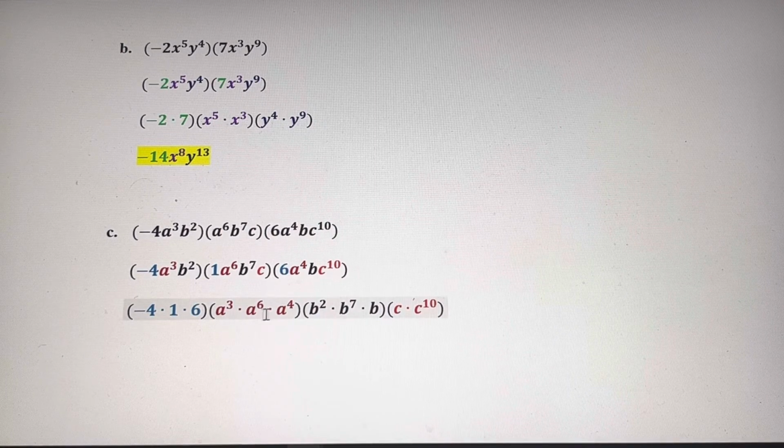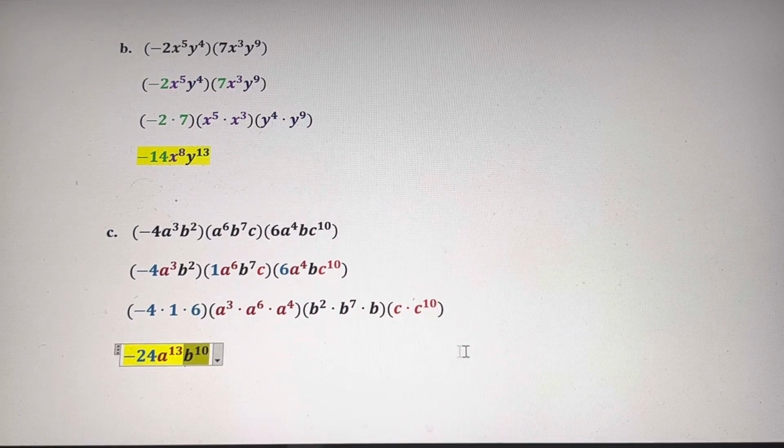A terms, we're going to add all these exponents together. That gives me a to the 13th, so negative 24, a to the 13th. 2 plus 7 plus the 1 that we know is there is going to be b to the 10th. And there's a c to the 1st here times c to the 10th. We're going to add those together and get c to the 11th. So that's going to be my answer for the third example here.